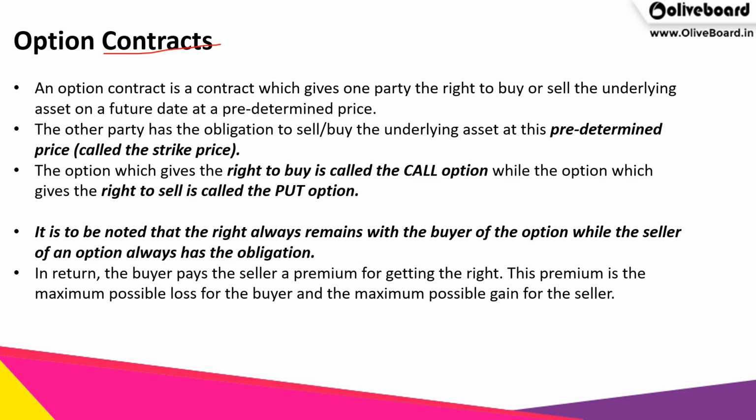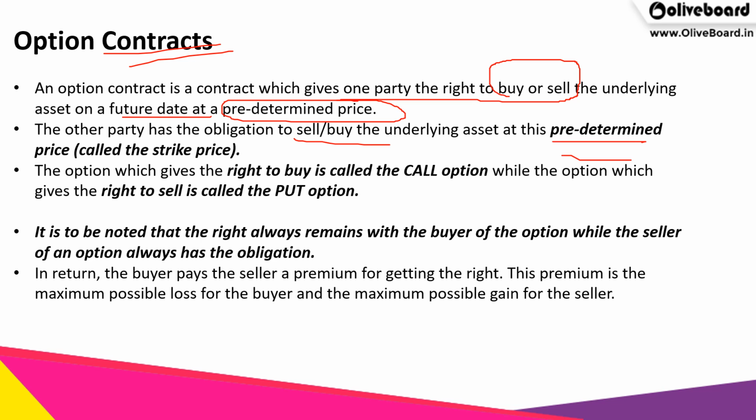Coming to option contracts, this is a contract which gives one party the right to buy or sell the underlying asset on a future date at a predetermined price. So it's the same thing. The only difference is that it is not compulsory or legally binding. They have an option. So the other party is obliged to either sell or buy the underlying asset at a predetermined price. Now the predetermined price is called the strike price.